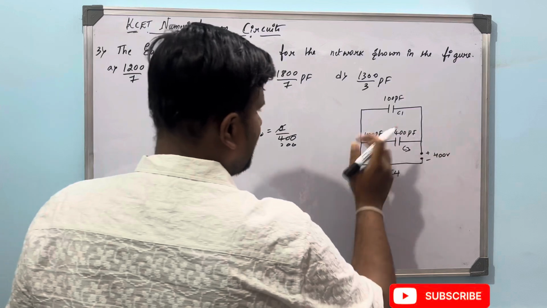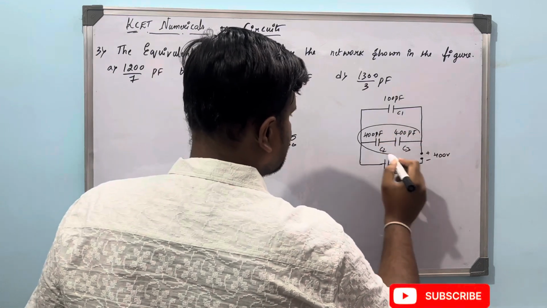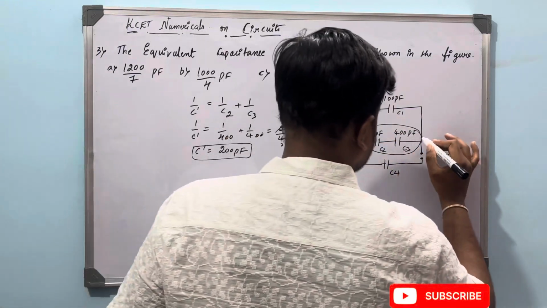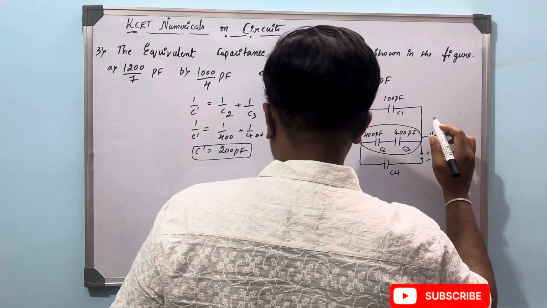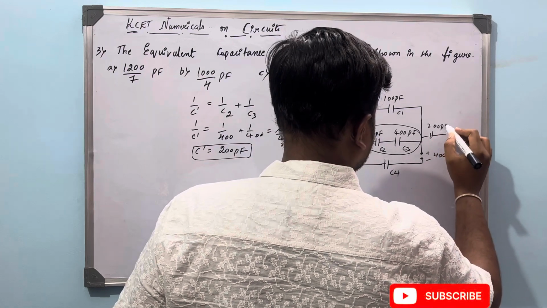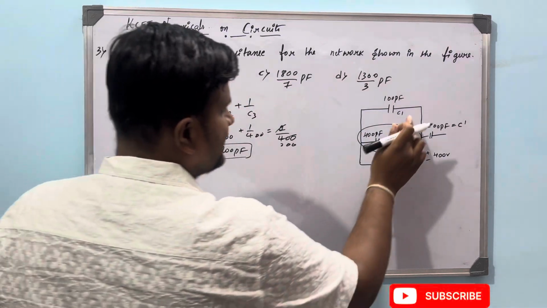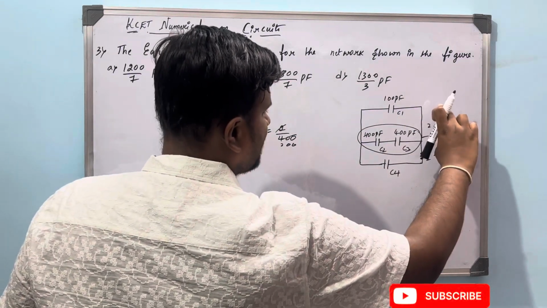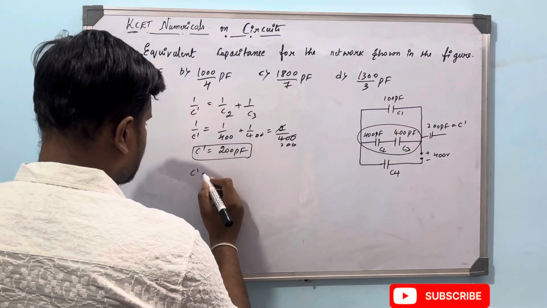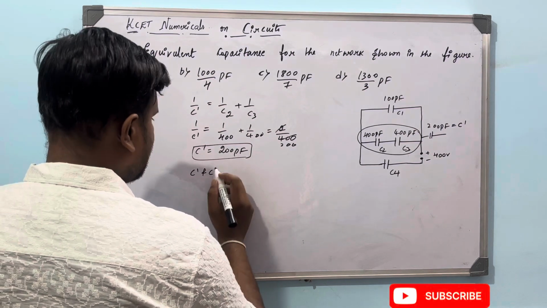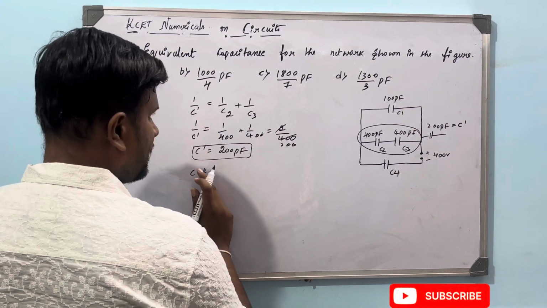Now this entire C dash value, we got how much? 200 picofarad. Okay, so this one is C dash. Now C1 and C dash are in parallel. Okay, so C1 and C dash are in parallel.